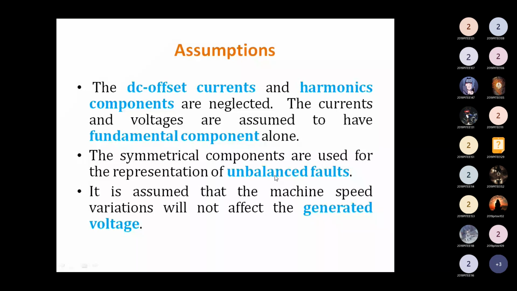One more assumption is that the machine speed variations will not affect the generated voltages. Whatever the machine speed may be, the voltage profile isn't affected. It could be 100 RPM, 200 RPM, 300 RPM, or more than 1500 RPM. Because of the machine speed, the voltage profile is not affected. So that is the main assumption.